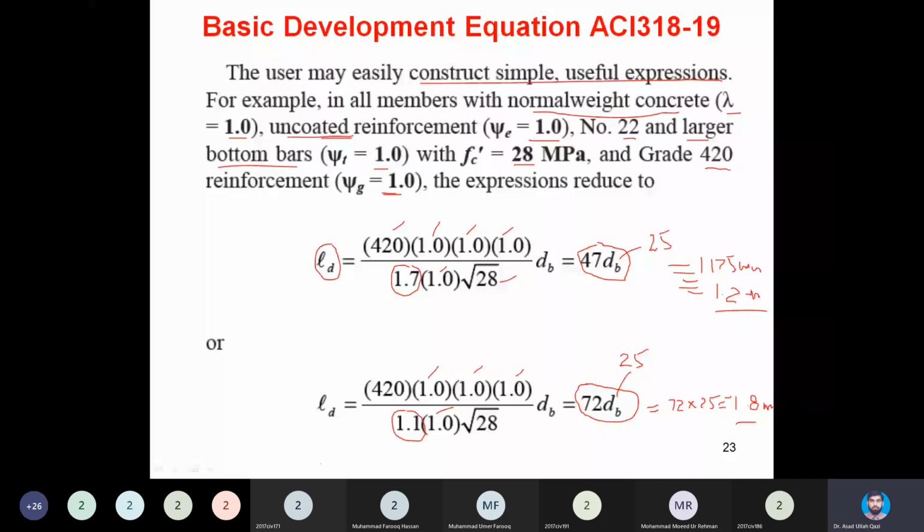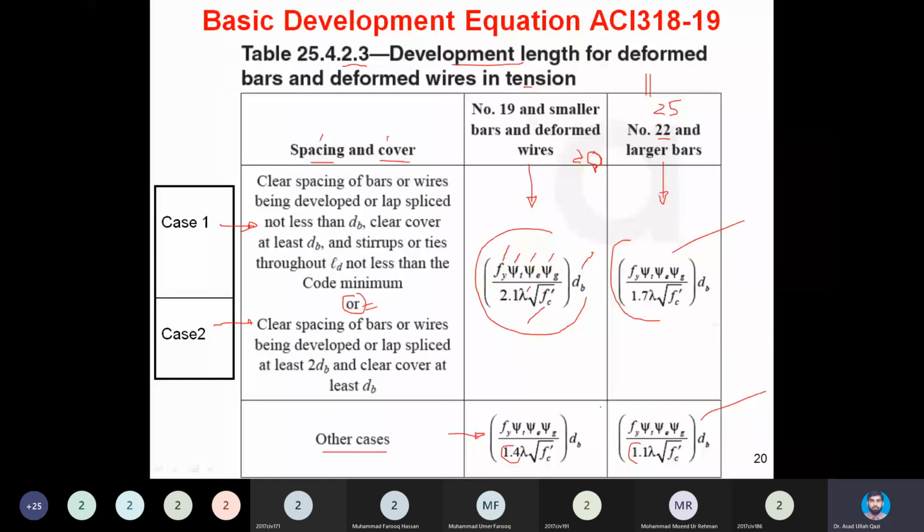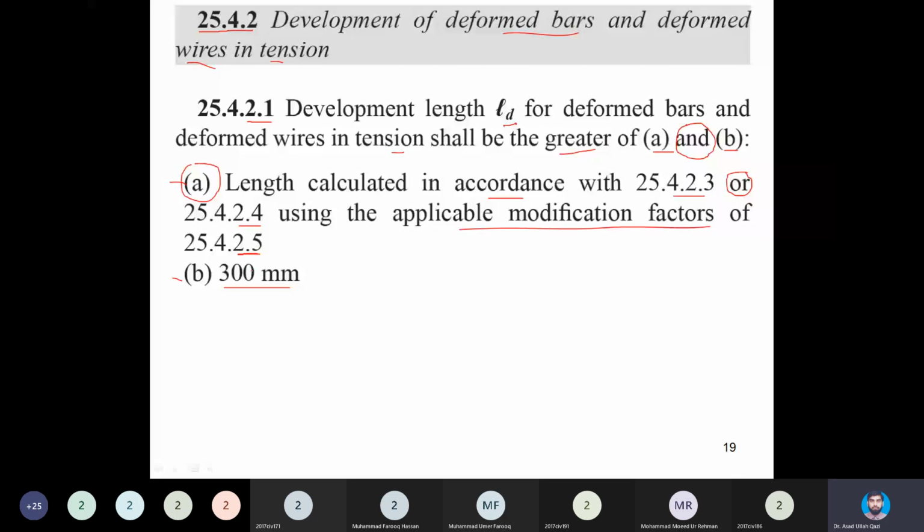Yes, please, you want to question something? Yes, sir. Is this 1.2 or 1.8 meter length a maximum requirement or minimum requirement for steel?